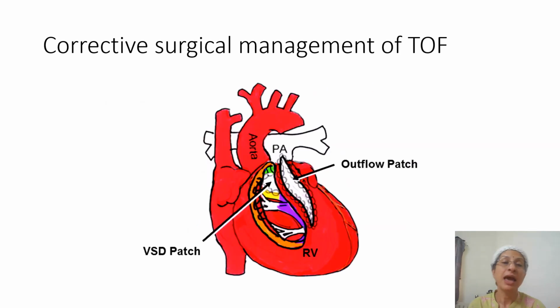And here we have shown the corrective definitive surgical management of tetralogy of Fallot, in which they will be closing the VSD with a patch. Then the right ventricular outflow tract obstruction will be corrected by means of resection of the infundibulum and placing an outflow patch, which will render the obstructed RVOT more capacious, more spacious, and thereby accommodate the right ventricular outflow. And this will automatically revert the right ventricular hypertrophy which has occurred over time.